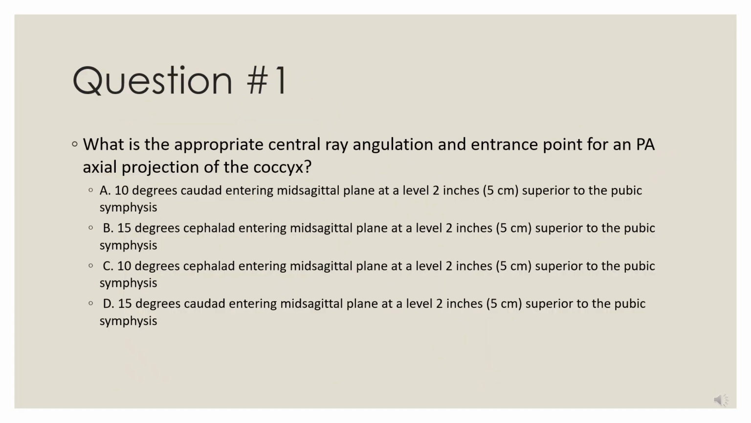So the first question is, what is the appropriate central ray angulation and entrance point for a PA axial projection of the coccyx? When you look at the answer choices, you have to think about what position the patient is in. So normally, if it's an AP axial projection, it's going to be 10 degrees caudal. So if it's PA, you're just flipping it. So it's going to be 10 degrees cephalad. So that would be letter C.